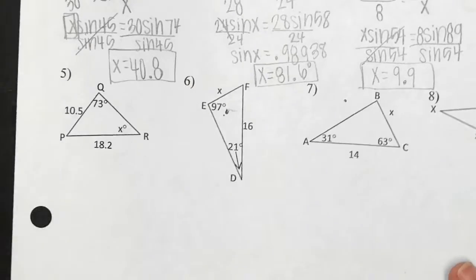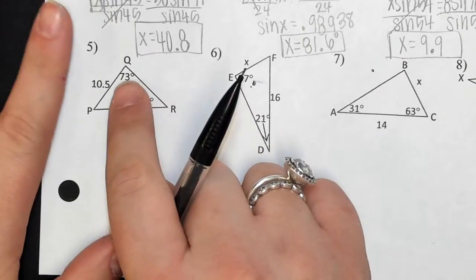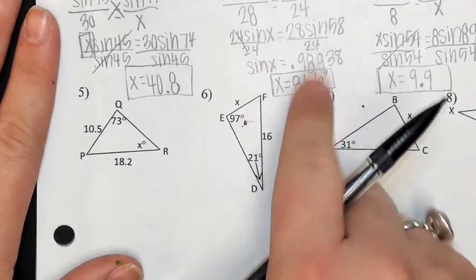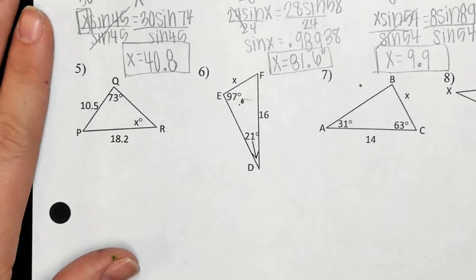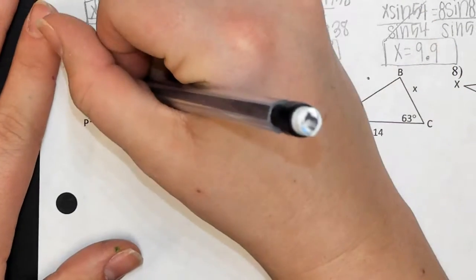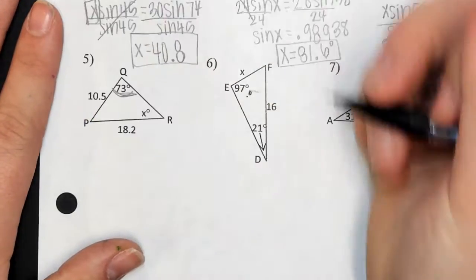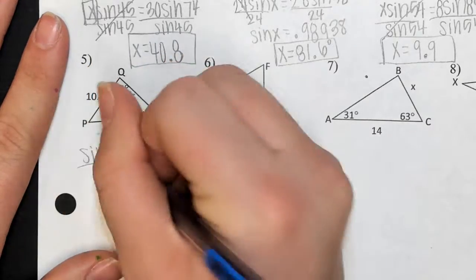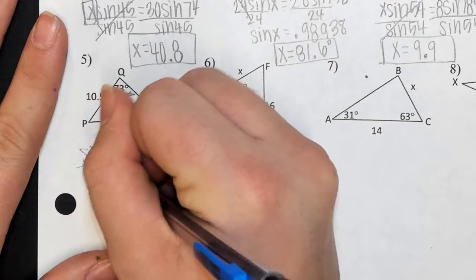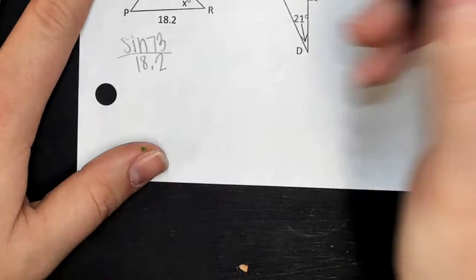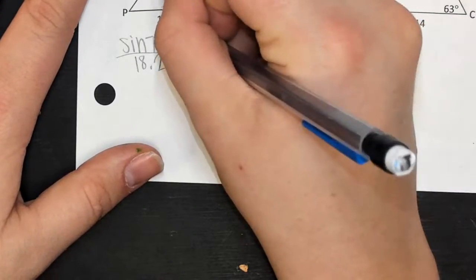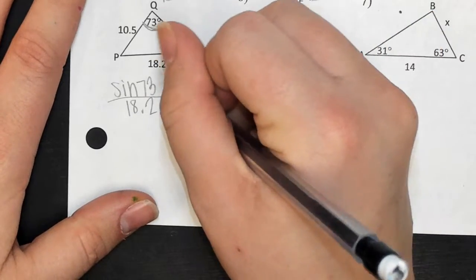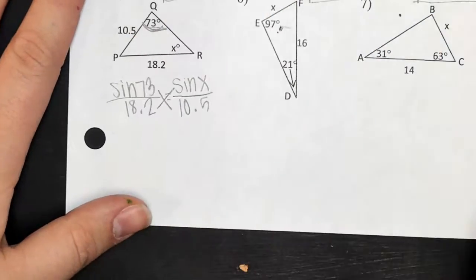All right, I want to set up one more. I know I said that last time. But this one's an angle, and I want to make sure y'all are doing the inverse correctly. So, sine inverse. So I'm going to do sine of 73 over 18.2, which equals sine of x over 10.5. Cross multiply.